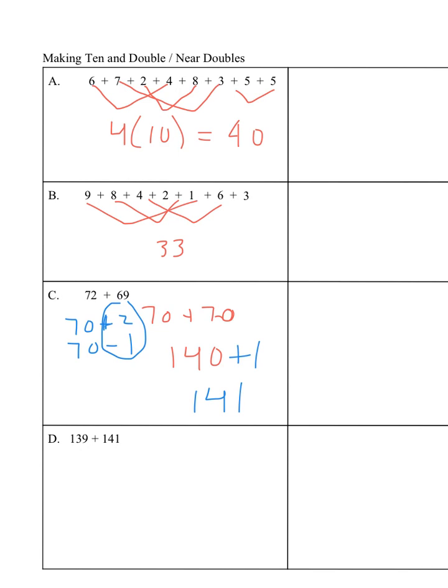Kind of like when I say 139 and 141. Well, if I think about 140 minus 1, and then 140 plus 1. I know 140 plus 140 is 280. And I know 1 minus 1 is 0, so actually then 139 plus 141 would be 280. So that's just remembering how to manipulate numbers and make life easier.